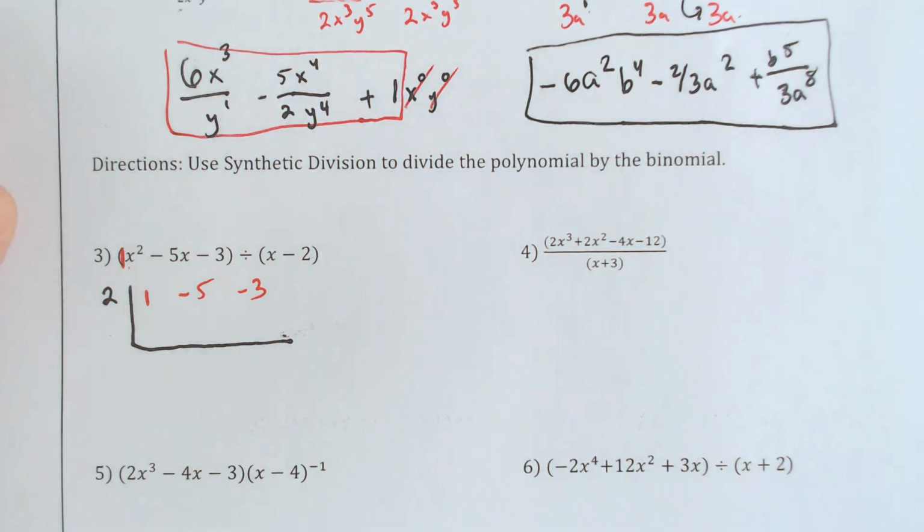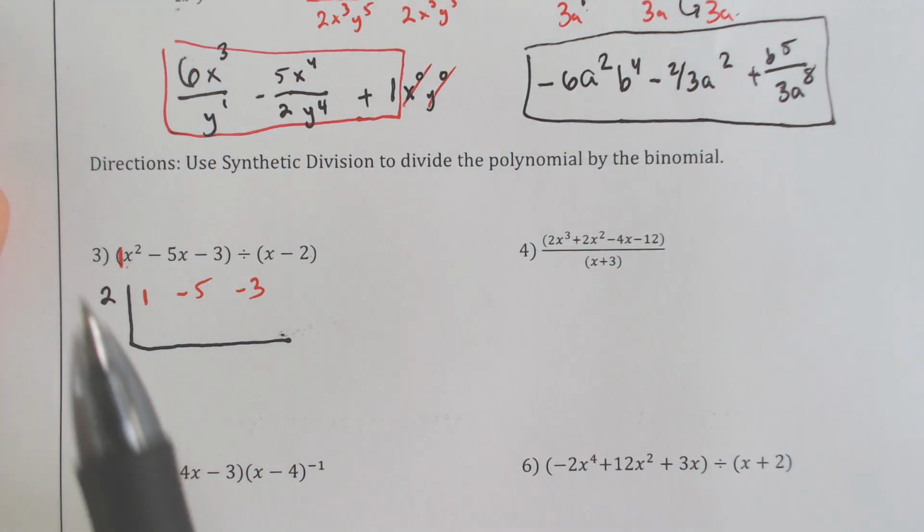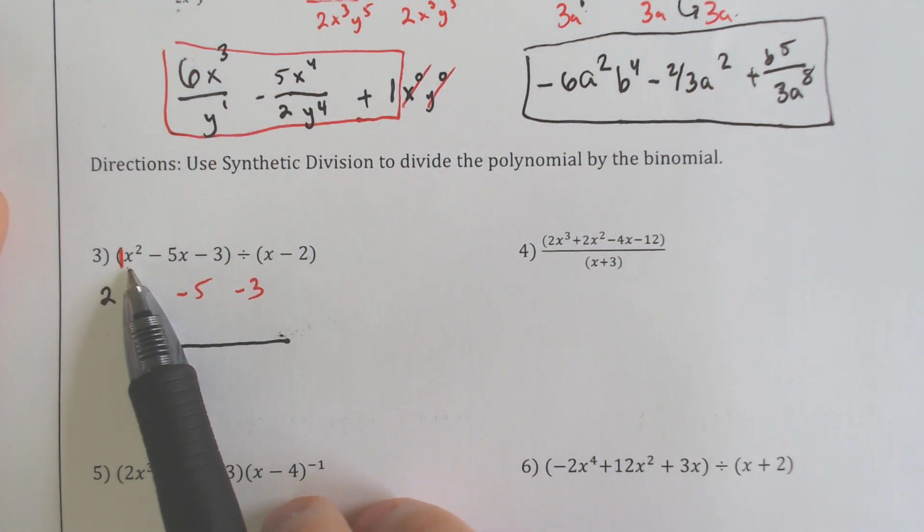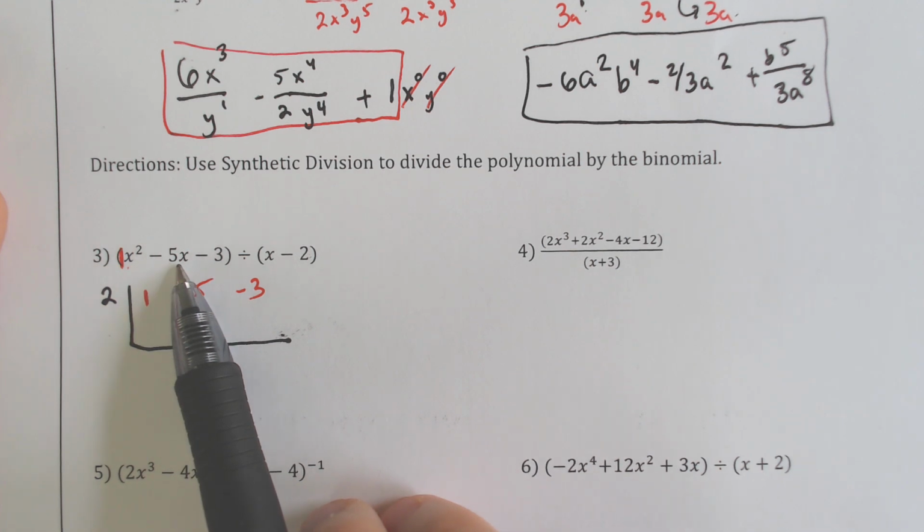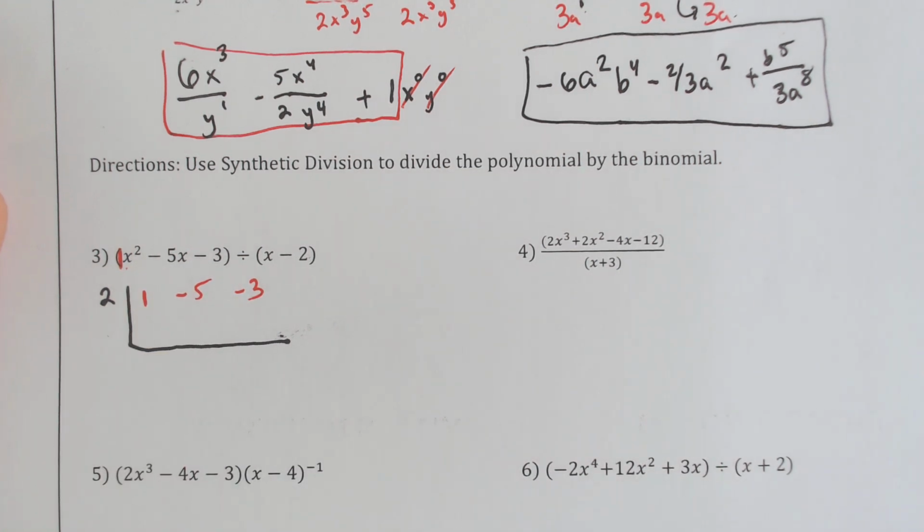Okay? If there were any missing terms, so for instance, if it goes from x to the third straight down to x, if you're missing the x squared term, or if you're missing the x term, or any term, you need to put a 0 for that. We're going to have that later on.